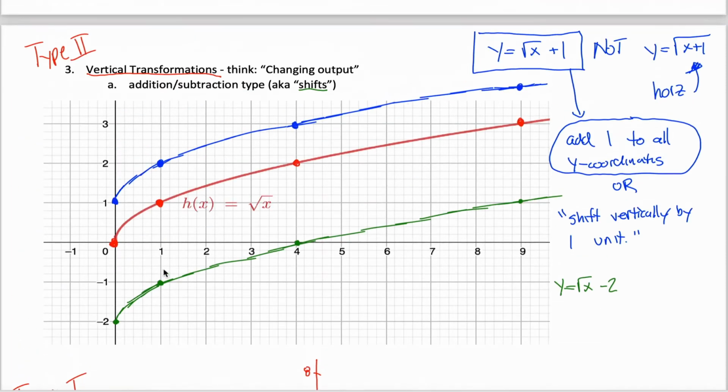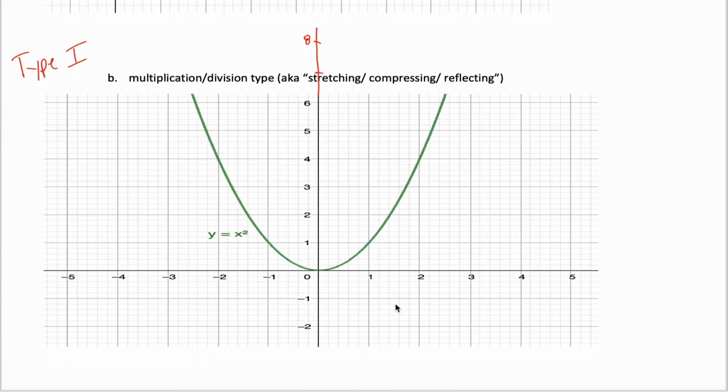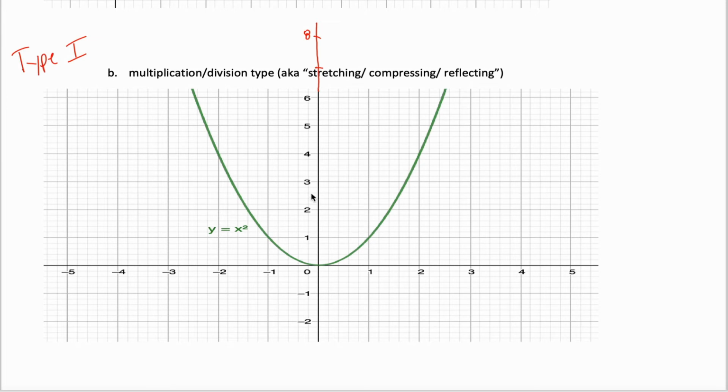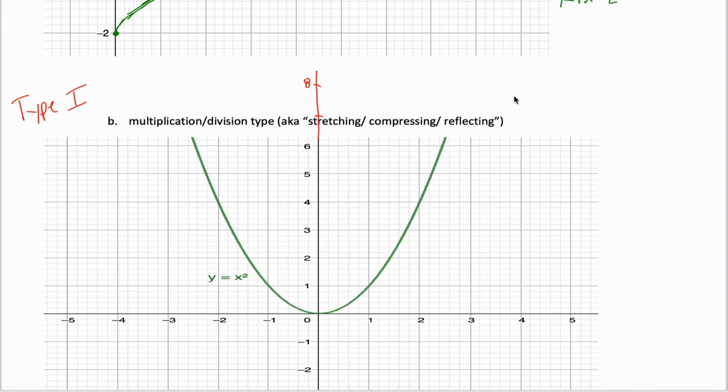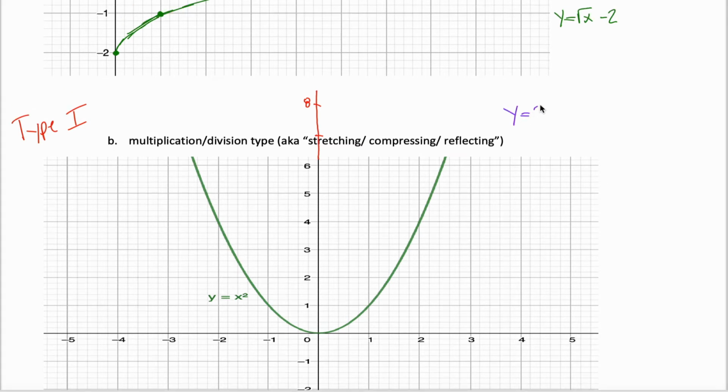This time, instead of starting out with the graph of y equals the square root of x, I'm going to start out with the graph of y equals x squared, just to kind of mix up the starting points a little bit. What I want to come up with here is the graph of y equals 2 times x squared. And again, I want to be really careful here and emphasize that this is not the graph of y equals (2x) squared. In this case, it's the x squared that I'm multiplying by 2. In that case, it's the x that I'm multiplying by 2. As you might be able to guess, that would have been a horizontal transformation, and we're not looking at horizontal transformations, we're looking at vertical transformations.